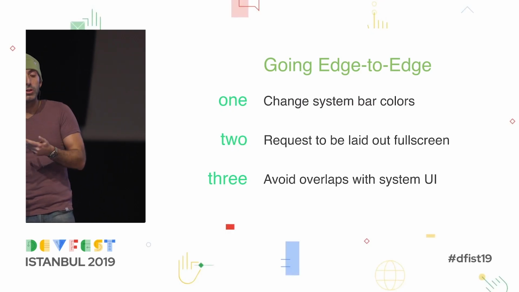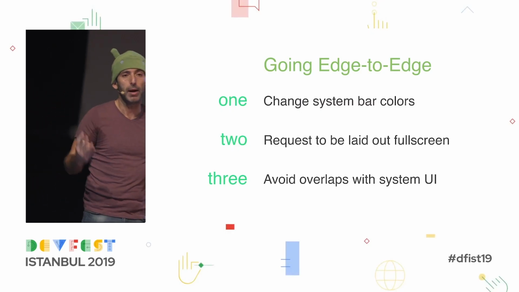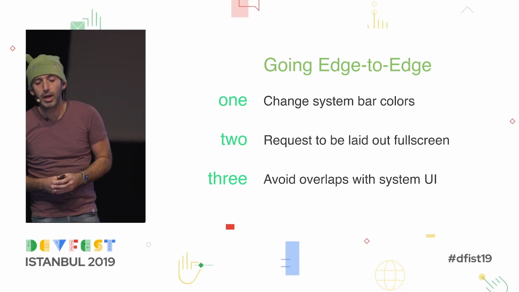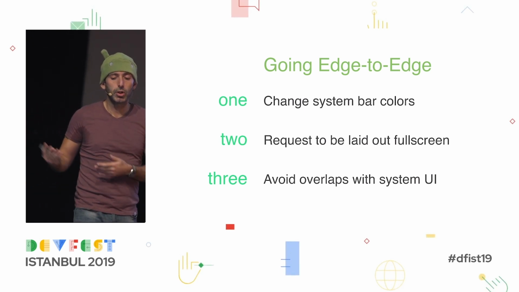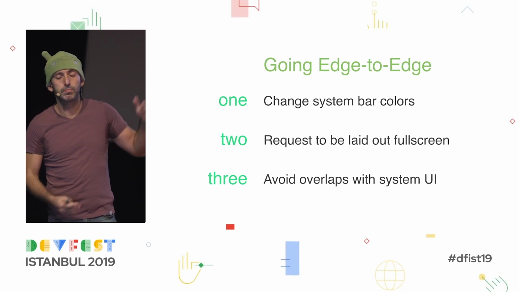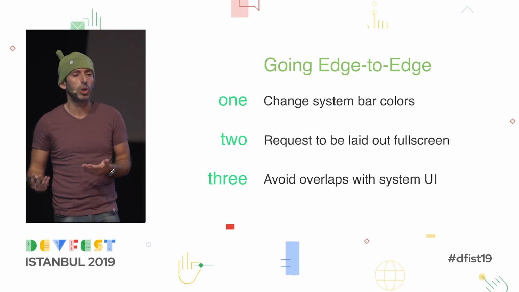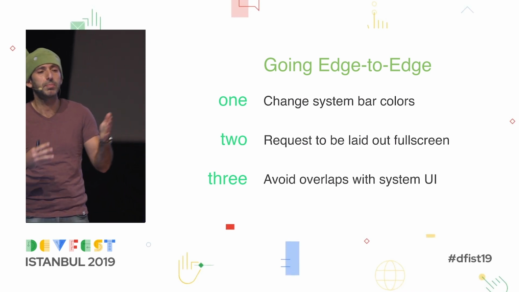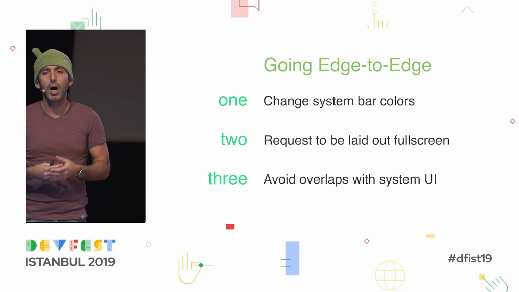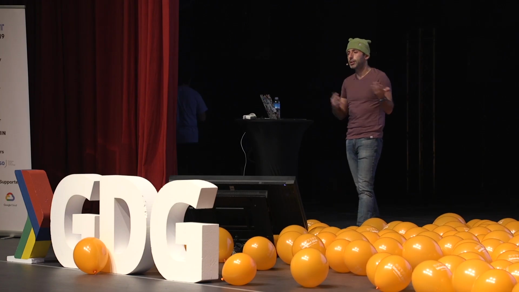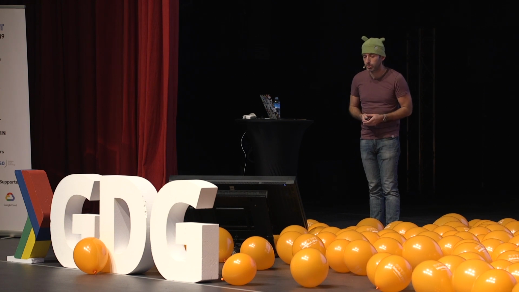So how do we go edge to edge? It's not really very complicated, and we'll take it in a few simple steps. You need to do three things. First, you need to change the system bar colors so your app stays behind the system bars. And then you request your app to be laid out full screen. And the third thing is, if there are any conflicts with the system UI, such as your buttons displayed under the status bars, or some gestures accidentally trigger the system gestures, you need to solve those issues.